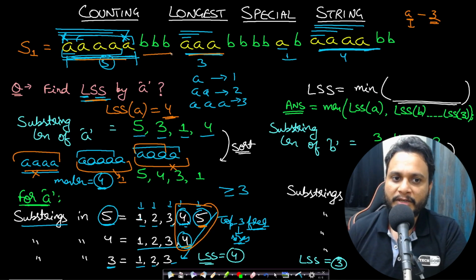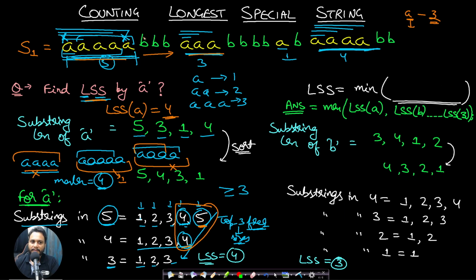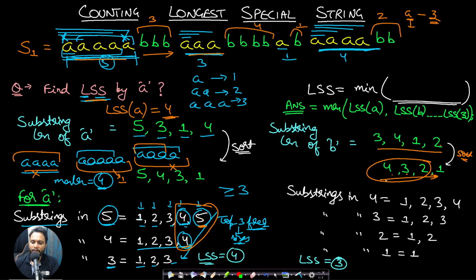So for B, I will be repeating the same thing. If you repeat for B, then you will find that the first special string of B has length 3, the second one has length 4, the third one has length 1, and you have a fourth one as well with length 2. So we have 3, 4, 1, 2. Now if you sort it, then you get 4, 3, 2, 1. Out of this, just enumerate the first 3. I mean, you can enumerate all of them simply, right? It does not even matter. You do not even require to sort these options.